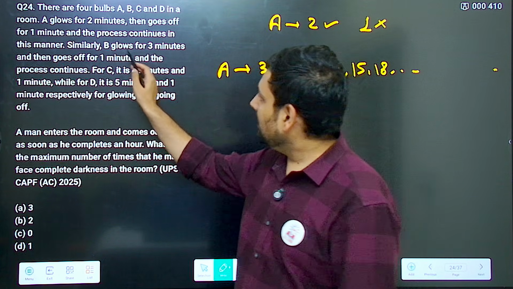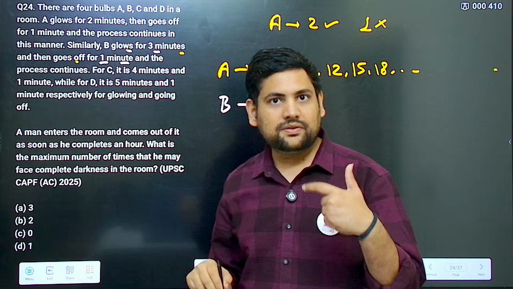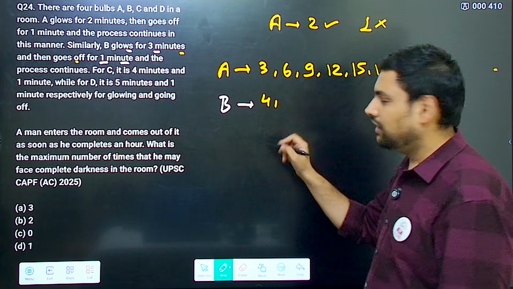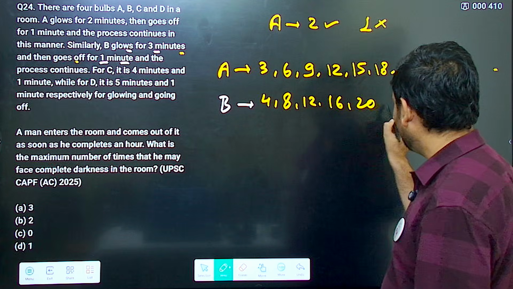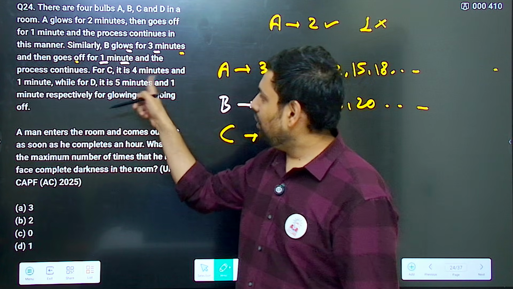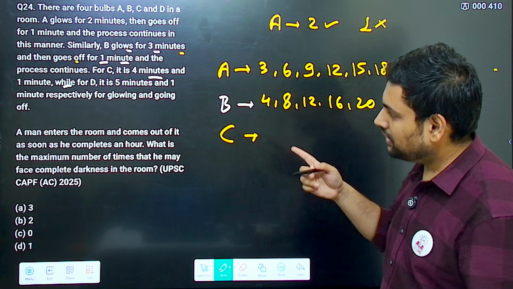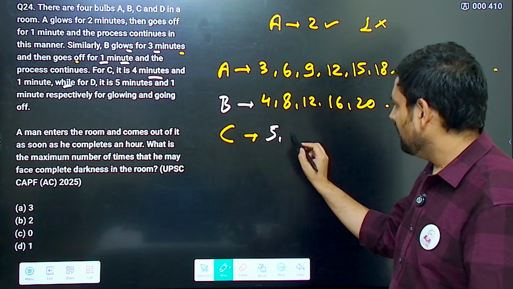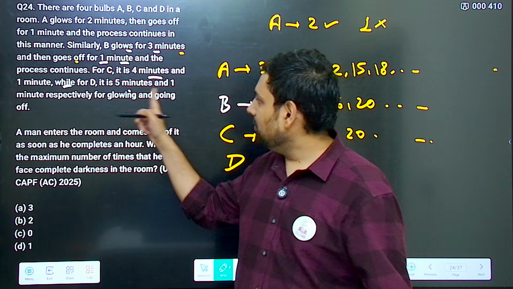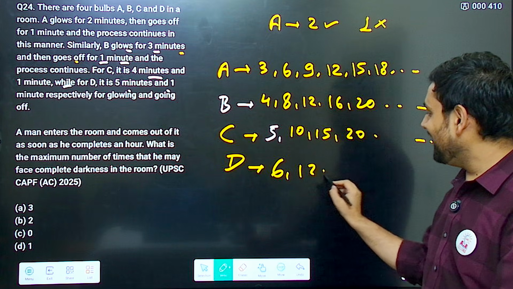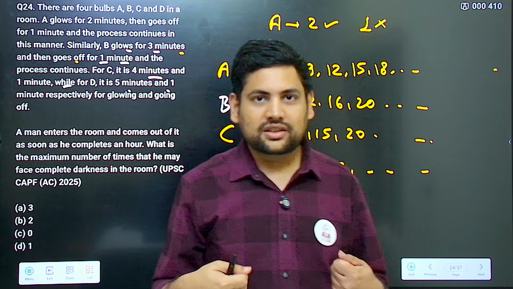Next, similarly B glows for 3 minutes and goes off for 1 minute. So which minute is it gone? 4th minute. Then again after 3 minutes it will go, next one at the 8th minute, then 12th, then 16th, then 20th. It goes on. Then C. C is on for 4 minutes and gone for 1 minute. So this becomes 5, 10, 15, 20 and so on. Now D. D is 5 minutes on, 1 minute off. This is 6, 12, 18.